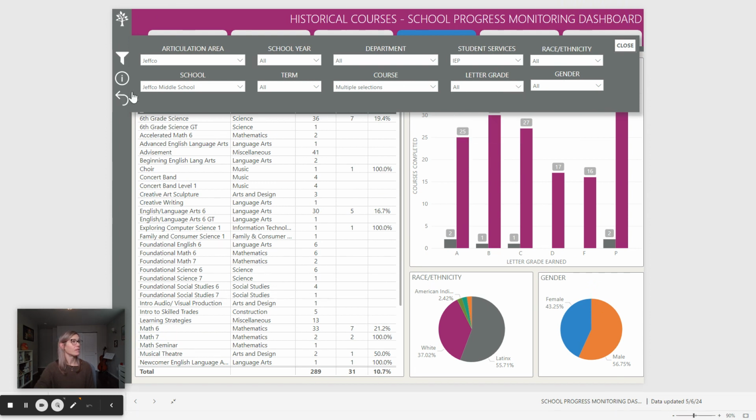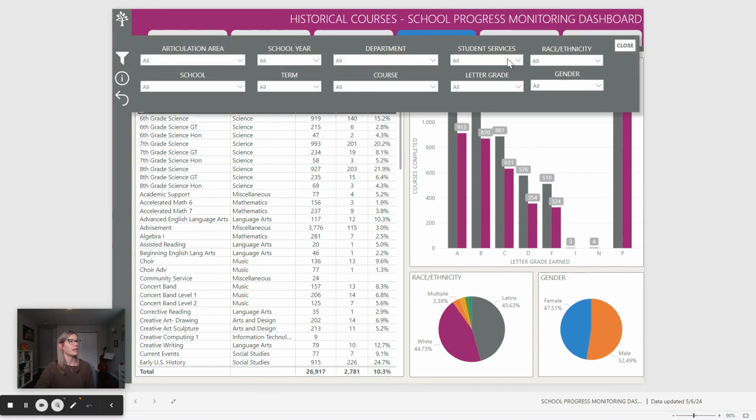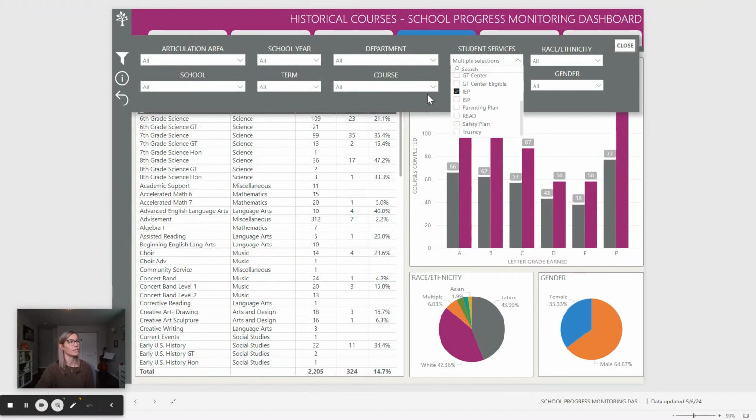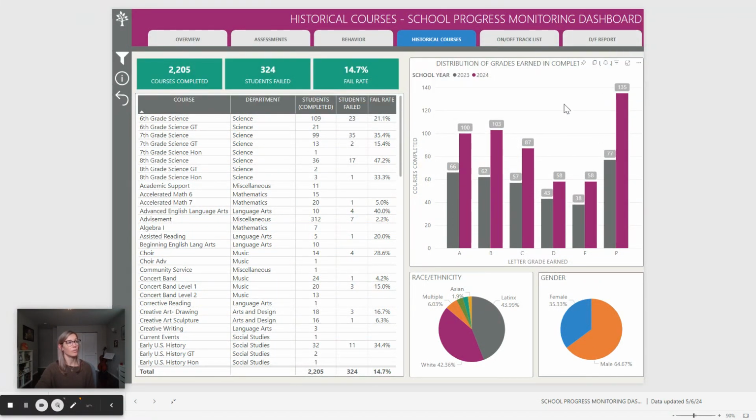So I'm going to actually reset all of this, and I'm going to choose students who have either a 504 or an IEP. So I'm clicking on both of those. So if a student has a 504 or an IEP, then they are included. And I'm going to close that. Now I can see what their distribution of grades is across the years. And depending on the school data, we may have more completed courses in one year than in another. Maybe we have different numbers of students who had IEPs in different years, etc.